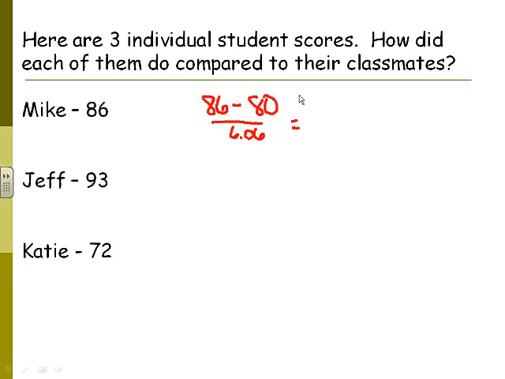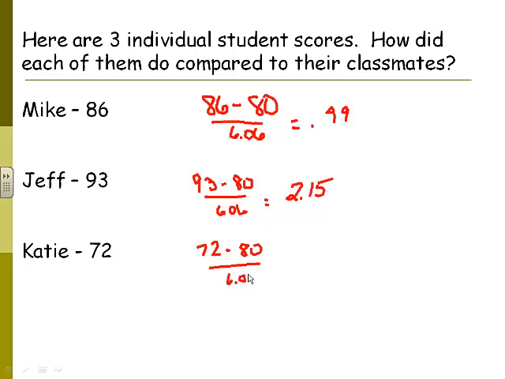and you get that he is 0.99 standard deviations above the mean. Then if you do the same thing for Jeff, 93 minus 80 divided by 6.06, 13 divided by 6.06, you get 2.15. And then for Katie, she was below average, so if you subtract her score, she is going to have a negative score. 72 minus 80 divided by 6.06, so her score then is negative 1.32.